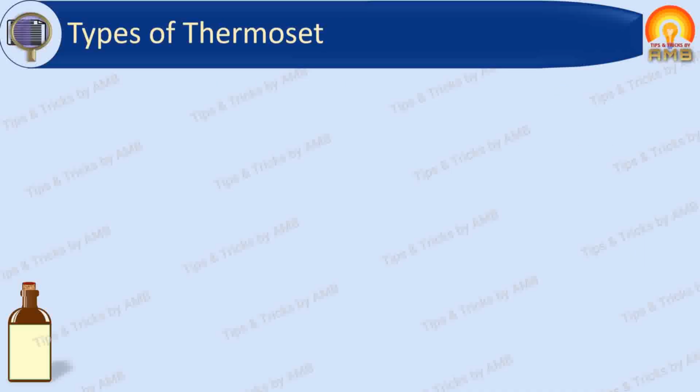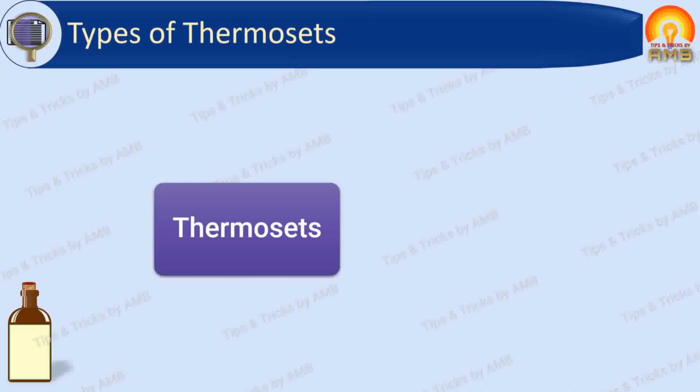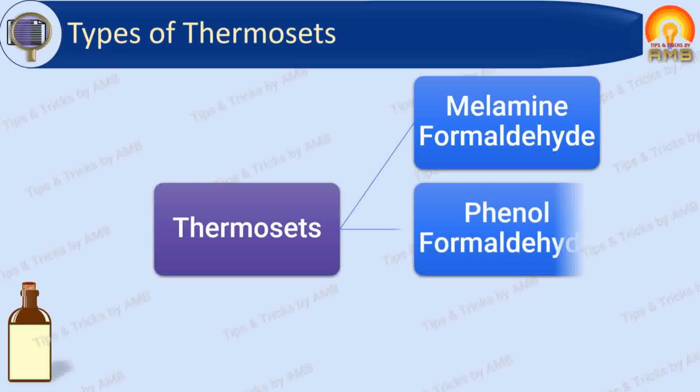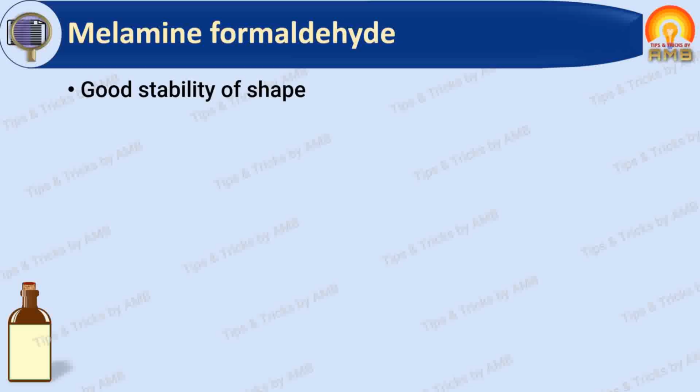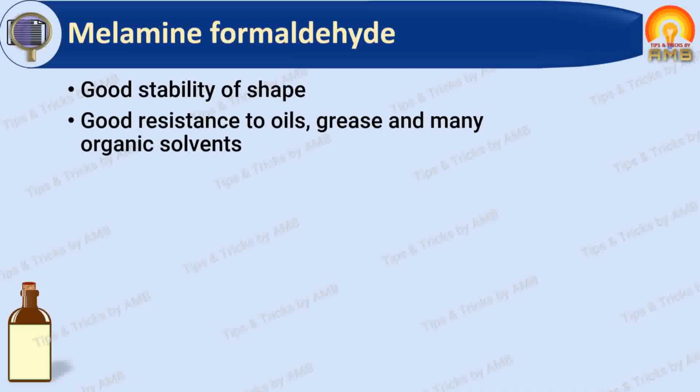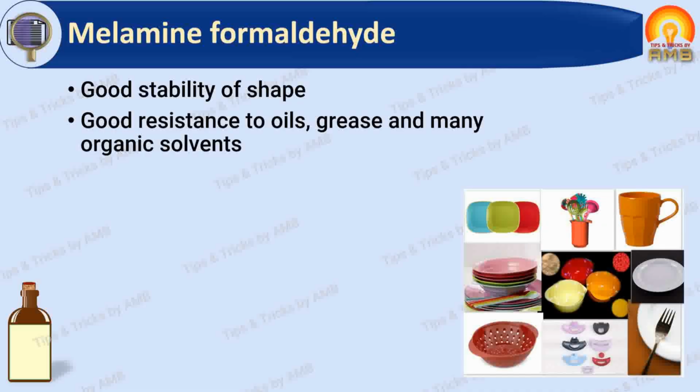These are of the following subtypes: melamine formaldehyde, phenol-formaldehyde and urea formaldehyde. Let's discuss melamine formaldehyde. These exhibit good stability of shape and also have good resistance to oils, grease and many organic solvents. You can see in the picture various kitchen utensils are made up of melamine formaldehyde.